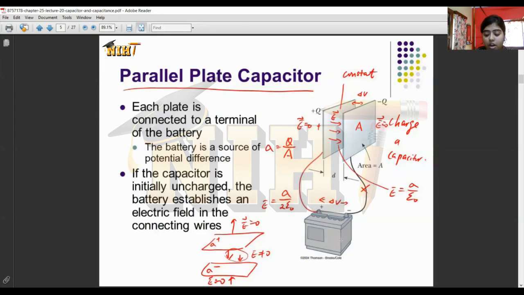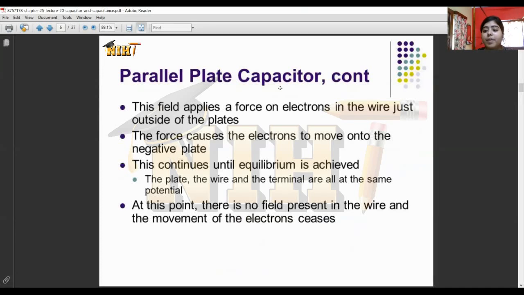Next is the parallel plate capacitor. This field applies a force on electrons in the wire just outside of the plates. The force causes the electrons to move onto the negative plate. This continues until equilibrium is achieved, when the potential difference between the plates becomes equal to the potential difference of the battery. That is called the equilibrium condition. At this point, there is no field present in the wire and the movement of the electrons ceases.